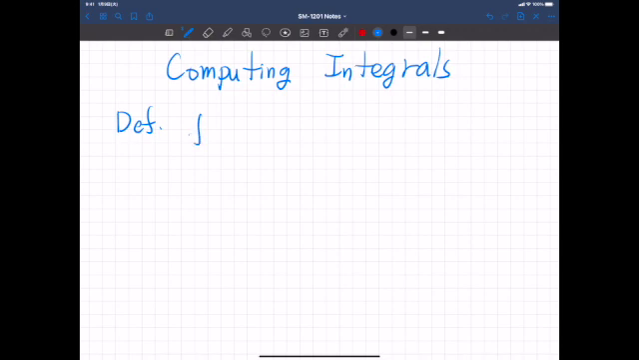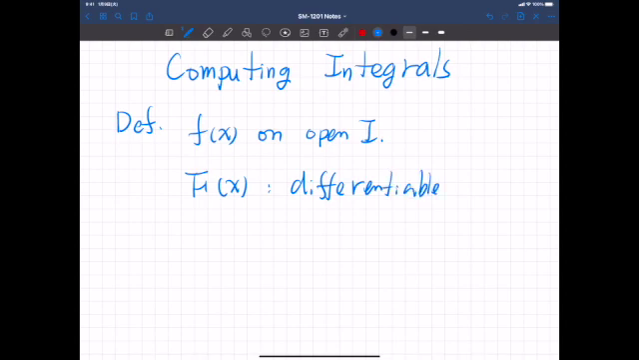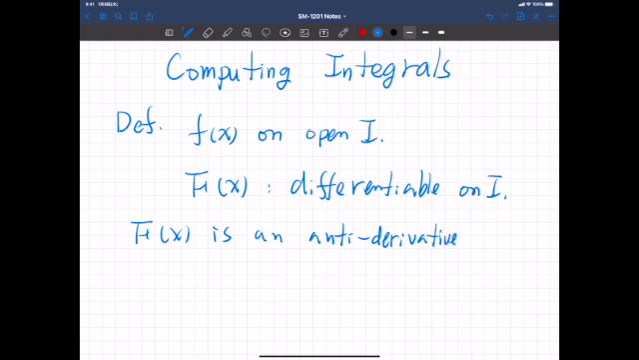Okay, let f be a function on an open interval. Okay, and let capital F of x be a differentiable function on the same interval. Okay, then we say capital F of x is an antiderivative, or primitive function.